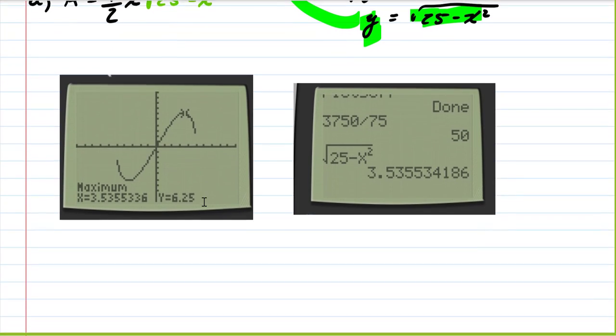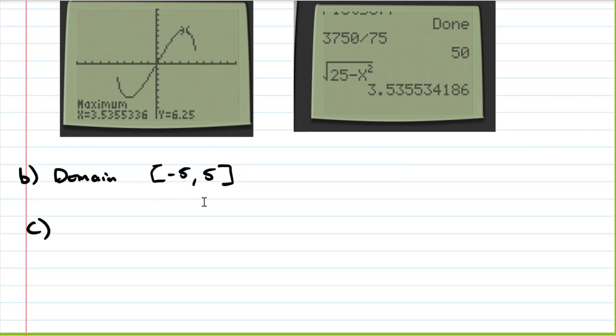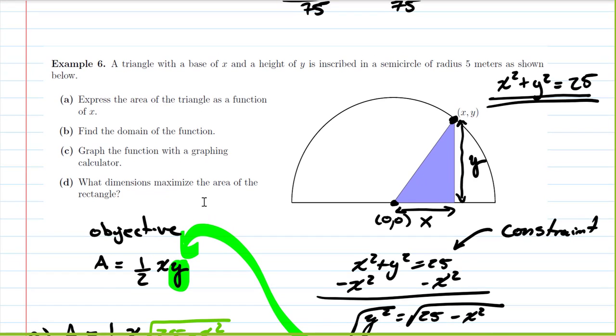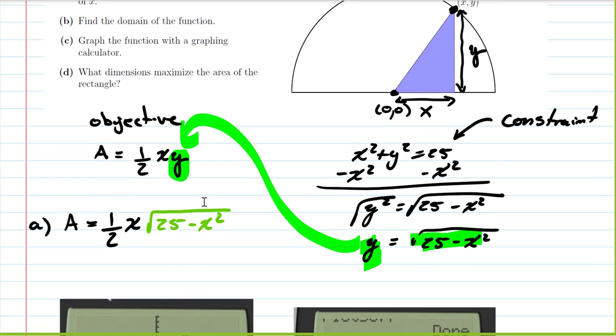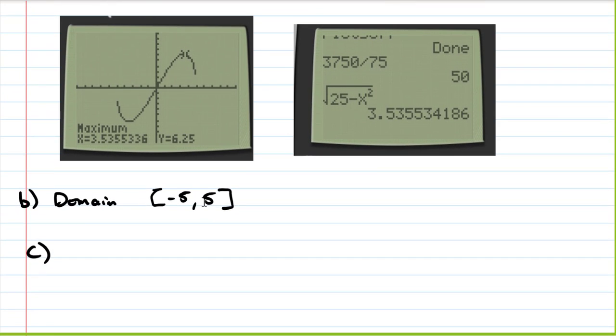So for B, we look at our domain. At first glance, it looks like it's going to be from -5 to 5. So that's part B. We're going to come back to that in a second. Part C, we graphed it. Check, that's done. D, what dimensions maximize? And that's going to be these. So that's our x and our y.